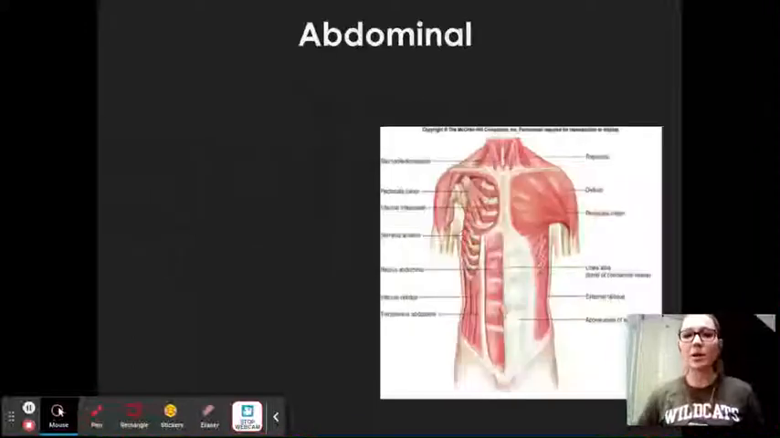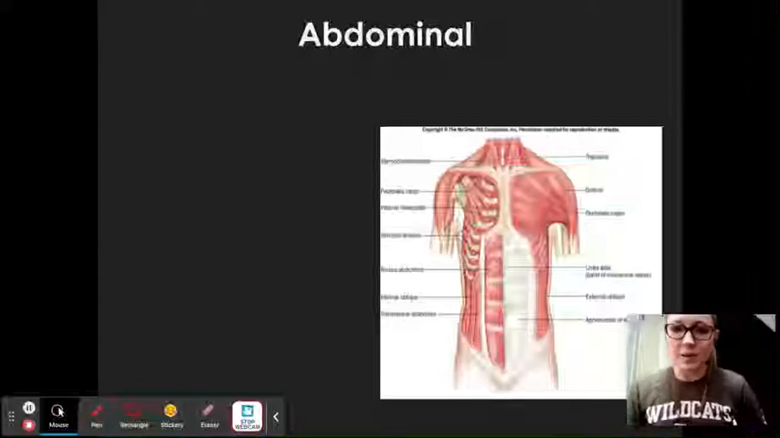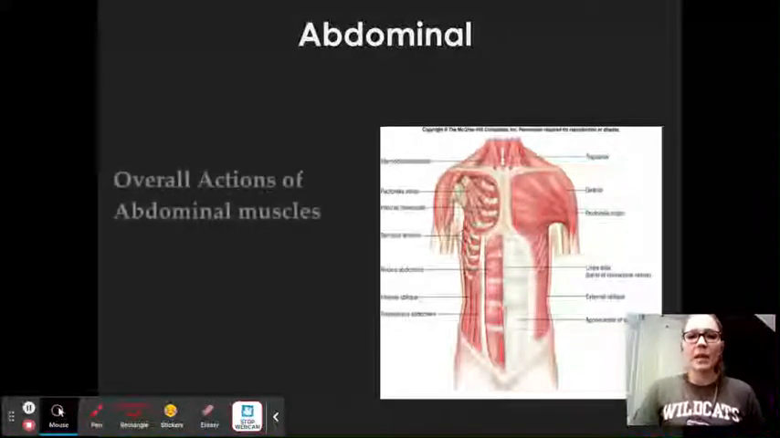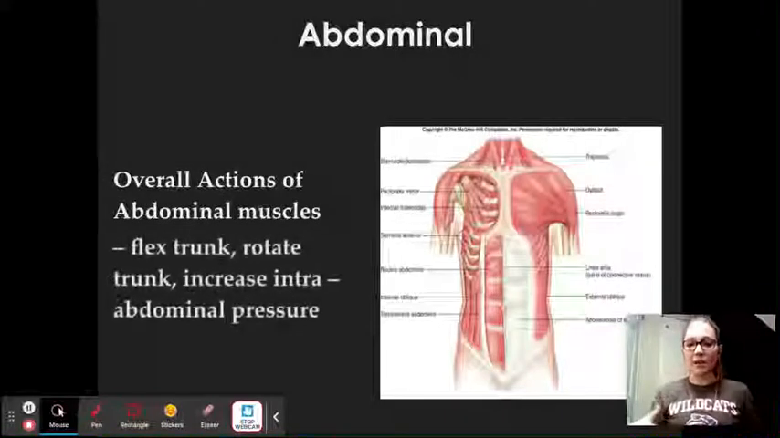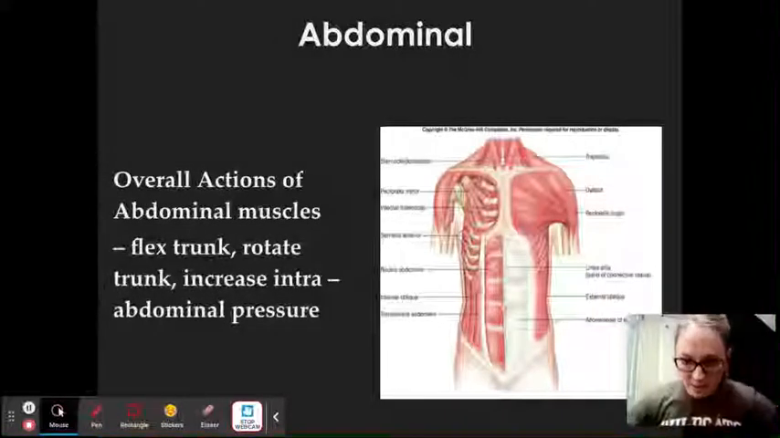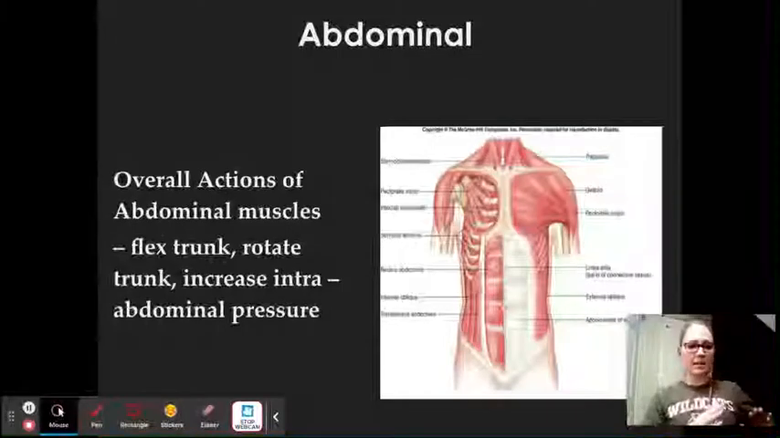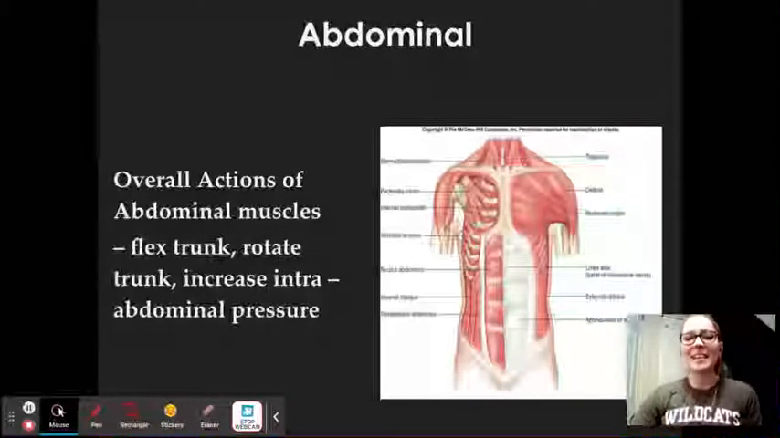Which means that we are going to move on to the abdominal muscles. So these are the muscles that make up the lower portion of our trunk or torso. The overall actions of the abdominal muscles include to flex the trunk, like bending at the waist and coming forward, to rotate the trunk, so rotating side to side, and then also to increase intra-abdominal pressure. So they help keep all of the stuff inside of our belly nice and tight and in place.